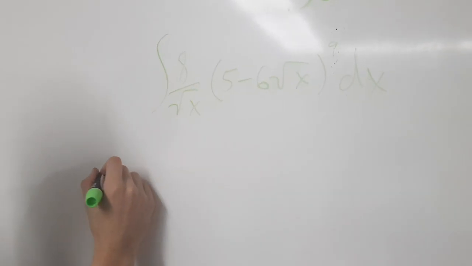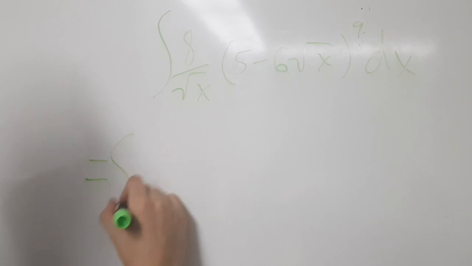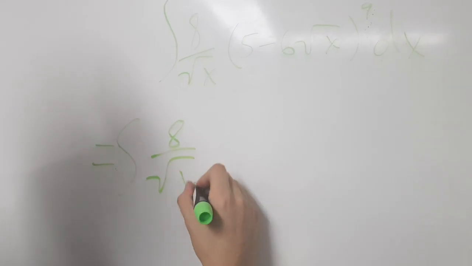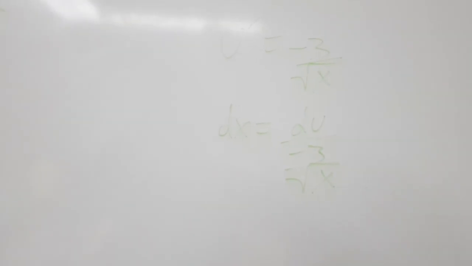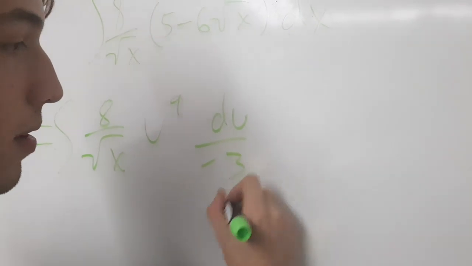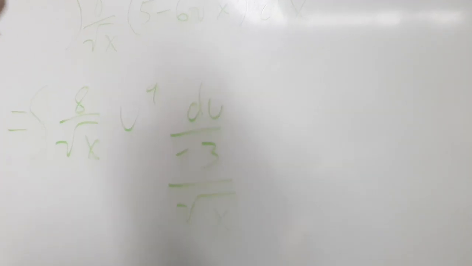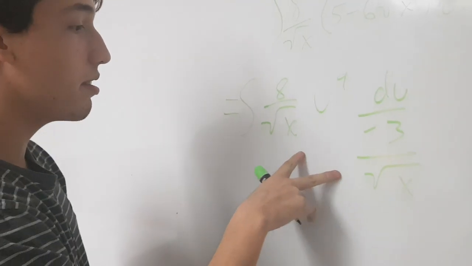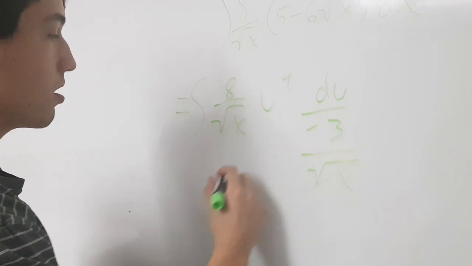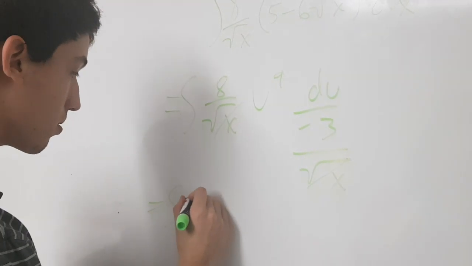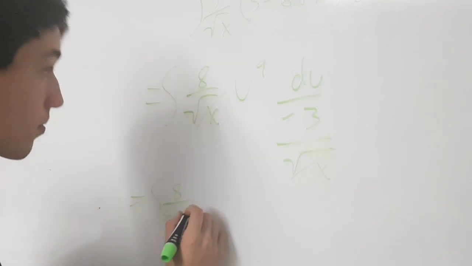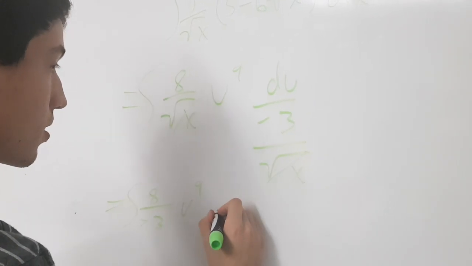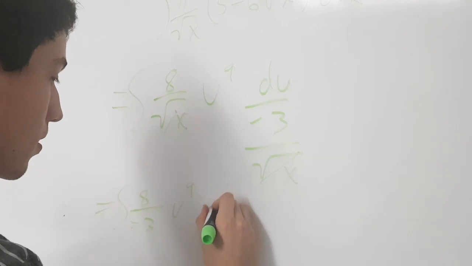So we're going to start to find the integral by substituting. So it's 8 over square root of x. We replace this with a u, and we replace this with what we have over here. As you can clearly see, we can cancel these x's, and I'm going to rewrite it, which is 8 times -3 u to the 9, du.